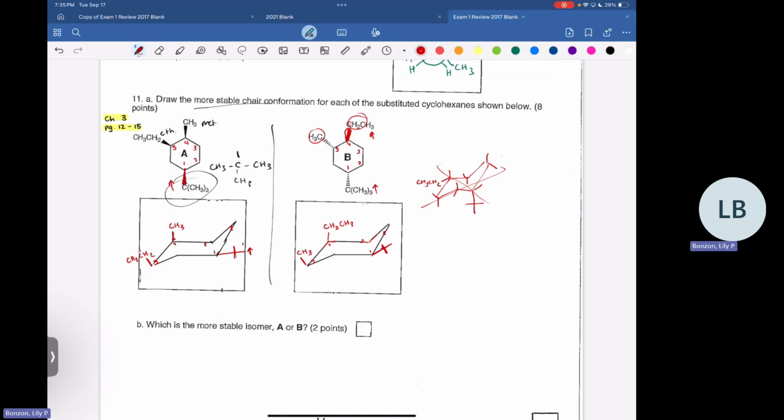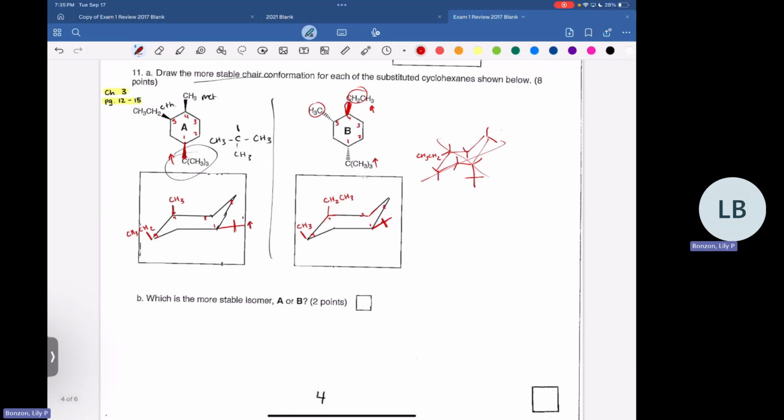You'll start with your big group, and then anything that's the same as that one. So dashes, if you're starting with a dash for your big group, all the other dashes will be cis. If you're starting with a dash for your big group, the wedges will be trans, and vice versa. That's what I would start with. I'm going to go ahead and move on. I know chair conformations are kind of tricky, so I'll be here to answer questions afterwards too.